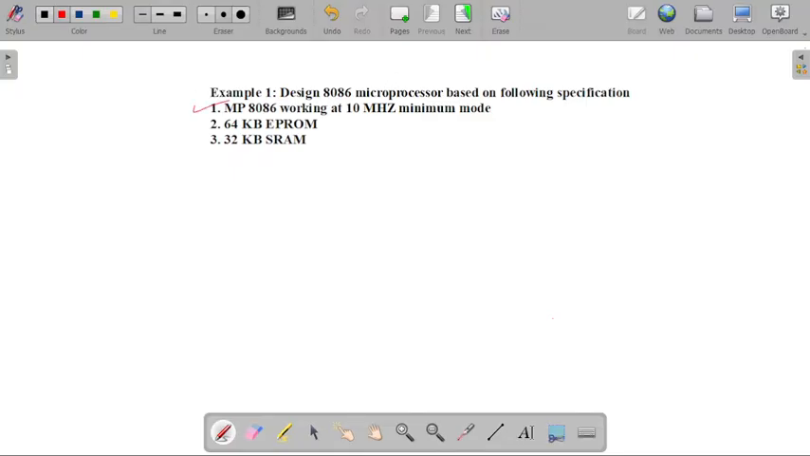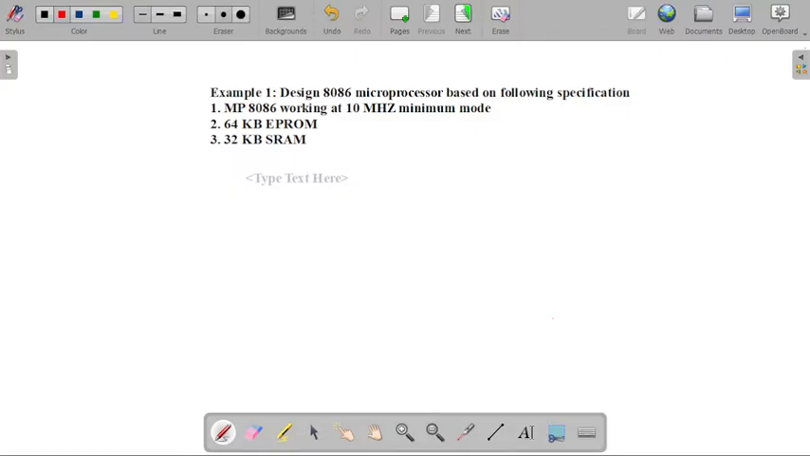The first point is our 8086 processor is working at 10 MHz in minimum mode. The second point is it consists of 64 KB of EPROM and 32 KB of SRAM. So based on that given data, first of all, we will find out how many address lines will be required, and what is the IC number for each and every ROM and RAM will be given in the example.